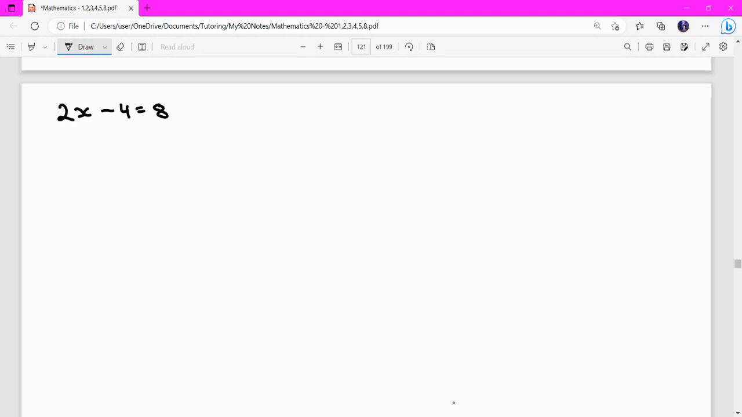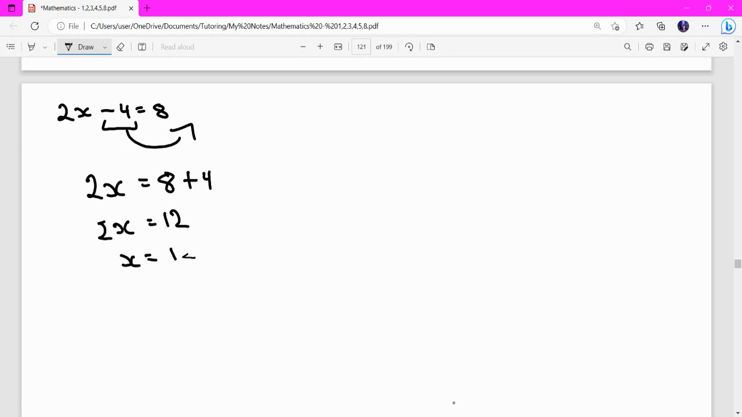This is a linear equation because the highest power of x is 1, right? You have one unknown. You could only find one value of x here. So the first step is to carry across the negative 4 to the right hand side. It becomes positive 4. So 2x is therefore equal to 8 plus 4, which is 12. Therefore x is equal to 12 all over 2. So therefore our value for x is 6, right?